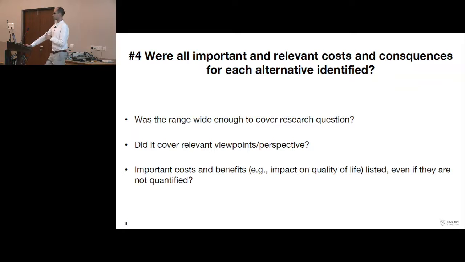The number 4 was: were all important and relevant costs and consequences for each alternative identified? So this is when you should sit down, sit back, and think about what are all the costs for this particular intervention that you would personally include, and you can look if the researchers included them as well. Maybe you can think of some other important costs that were not included. In that case, the results, or the conclusion, may be questionable.